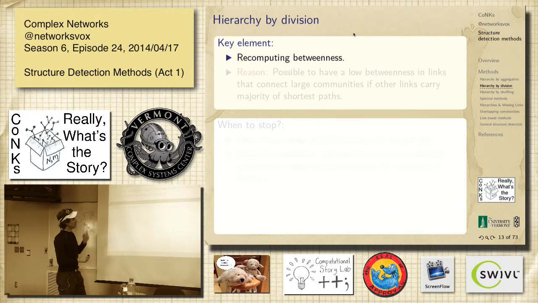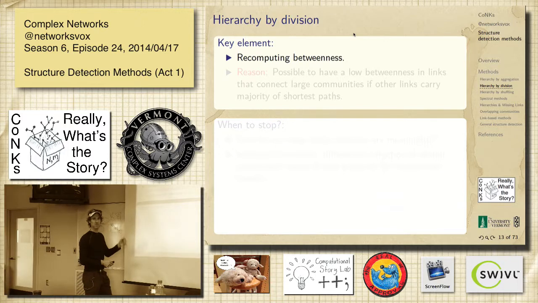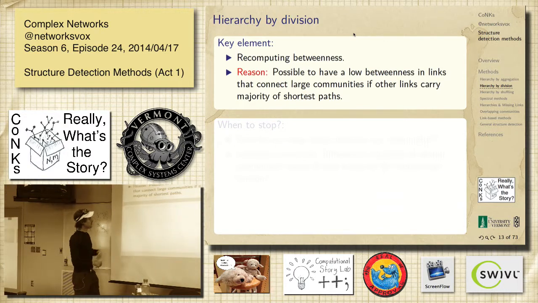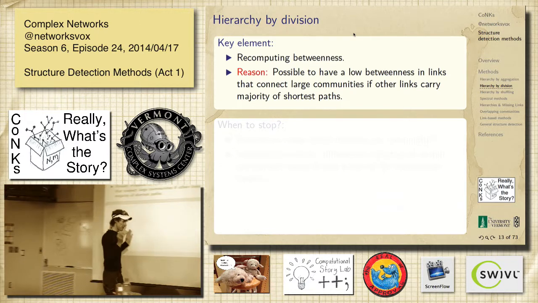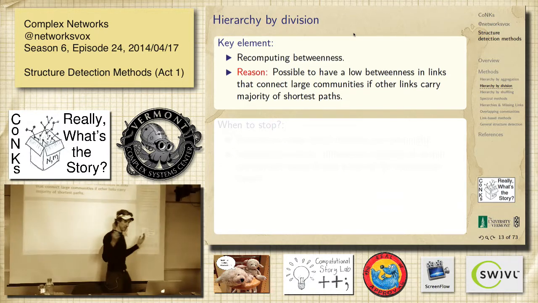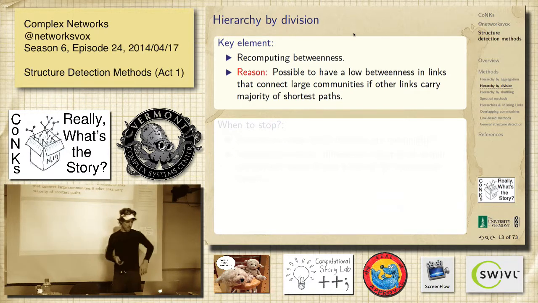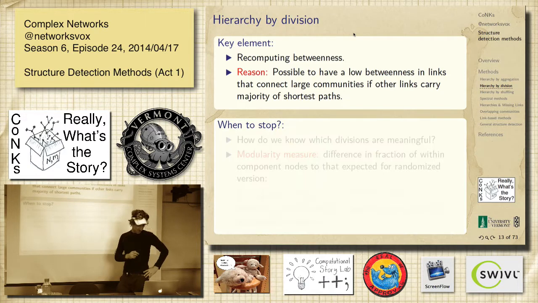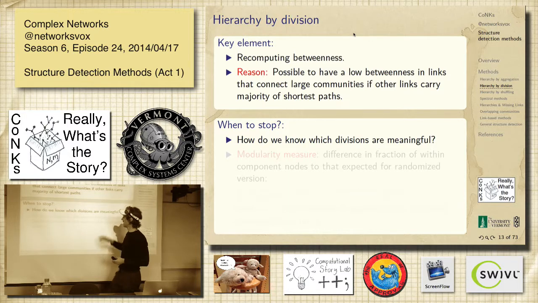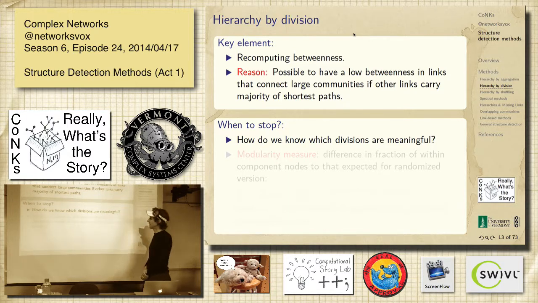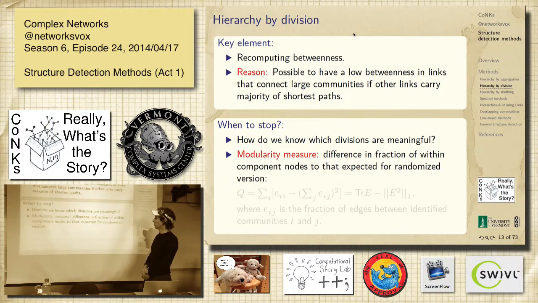All right, so as I said, you have to recompute betweenness. It's a bit arduous, but you have to do it for this reason: an edge that might have low betweenness at the very start, once you take away one edge, suddenly has a giant amount of flow on it. So when do we stop? How do we know that our divisions are, this is a strong word, meaningful? So we're going to introduce a modularity measure.